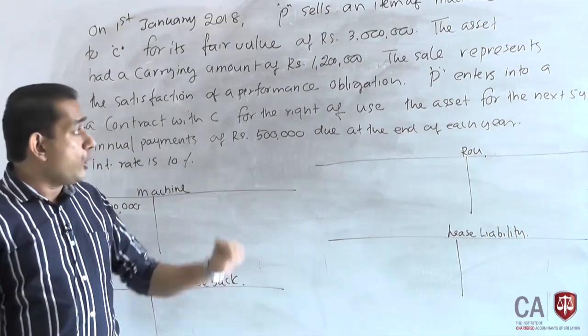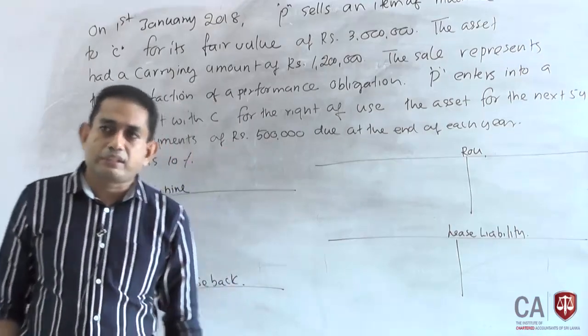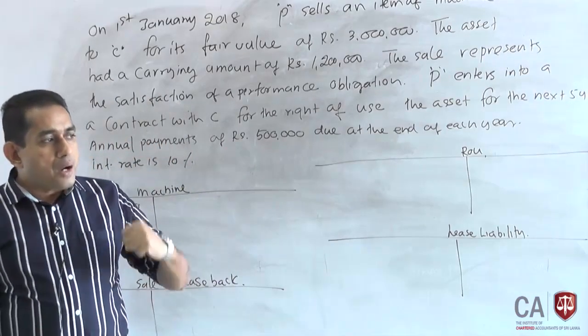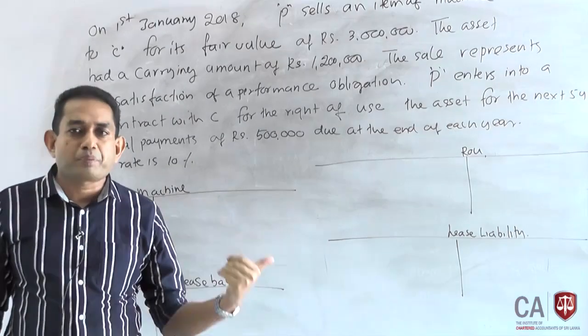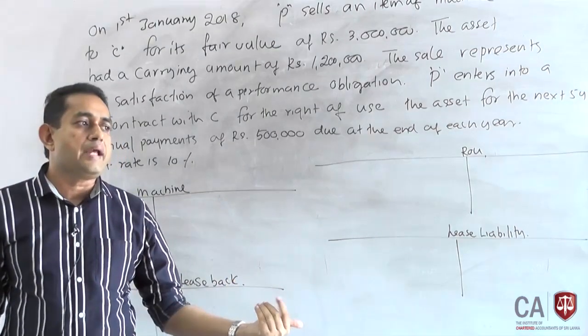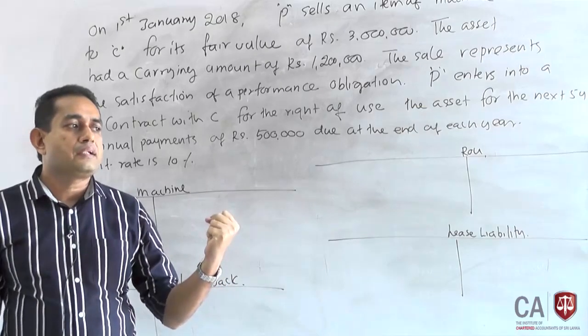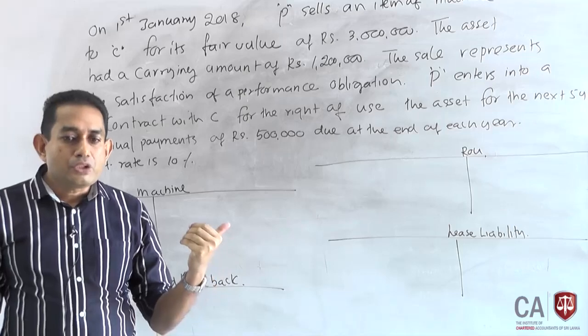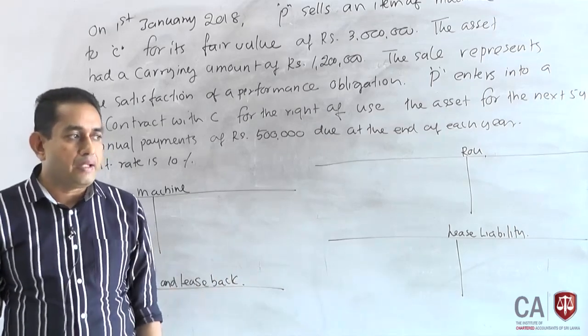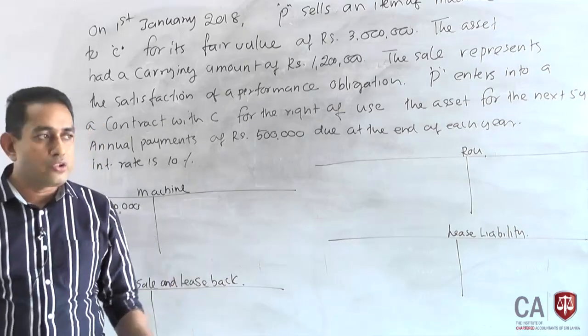And of this 3 million consideration accordingly, part of the 3 million consideration seems to be like the sales proceeds of the part you sold, and the balance part is like a liability for the use of the asset to be repaid over 5 years. So, that is how you need to interpret.